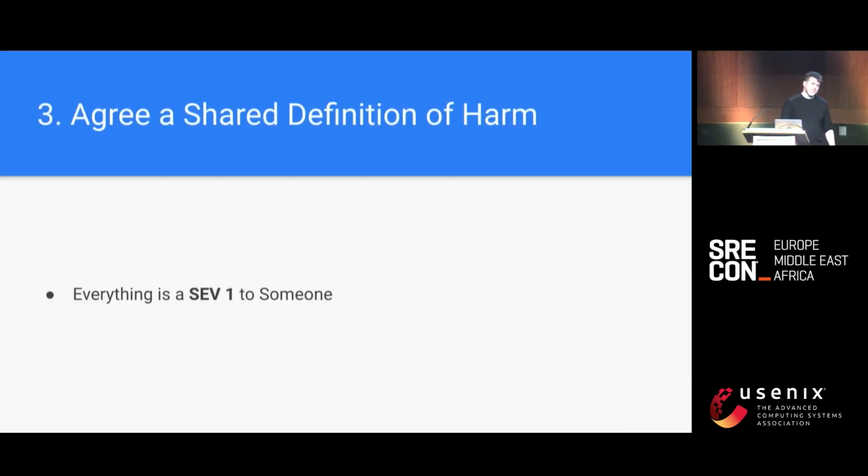Homework 3, agree a shared definition of harm. Everything is a Sev1 to somebody. This is another problem that microservices and distributed systems have done to organizations in our industry, which is this idea that you can always find a stakeholder or an engineering lead or a product lead who says, ooh, this is the worst thing that can happen, as opposed to, this is the worst thing that can happen to my team in this sprint, please bump my roadmap.